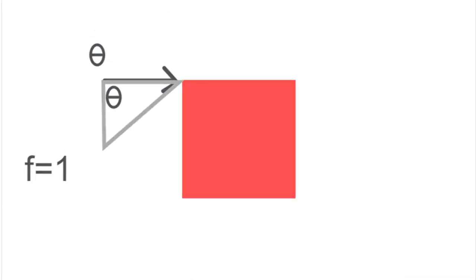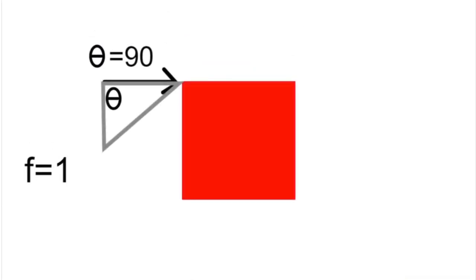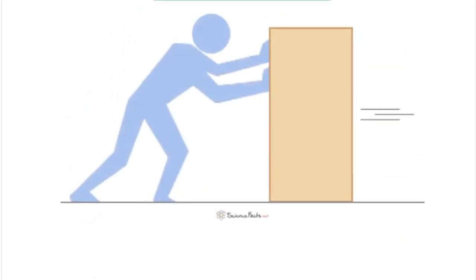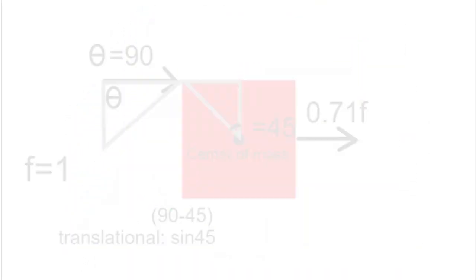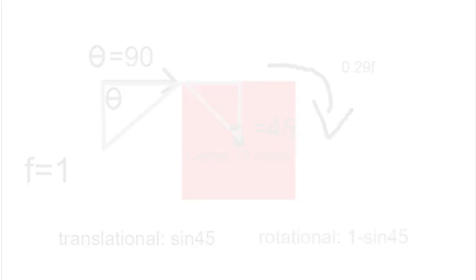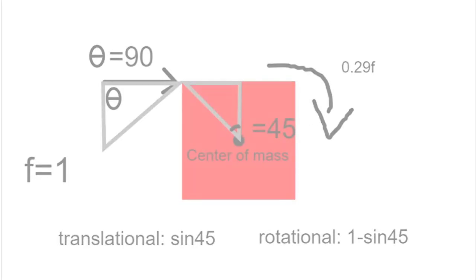If we push the square at an angle, then depending on how sharp the angle is, some of the force would become rotational. To find the translational force, find the sine of the angle at the contact point of the force makes between the square's center of mass. The rest of the force would be rotational.